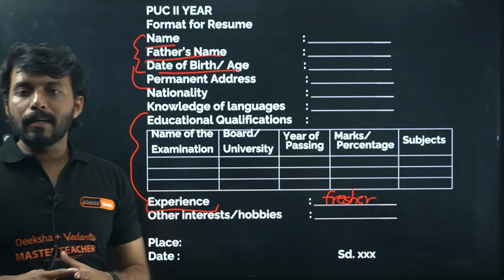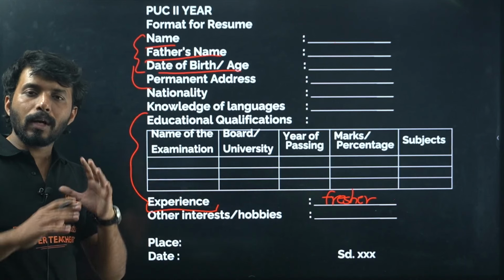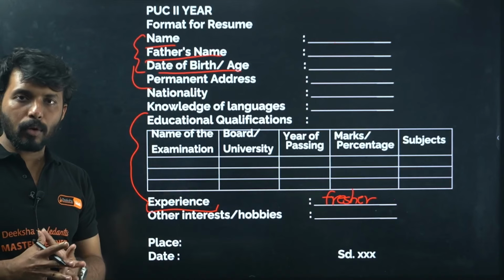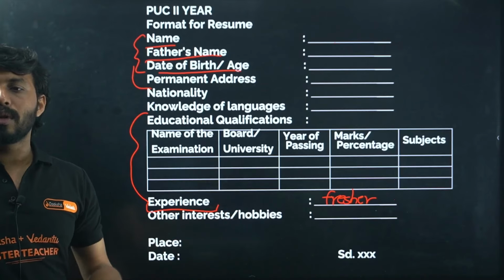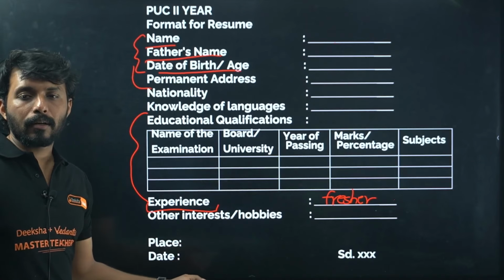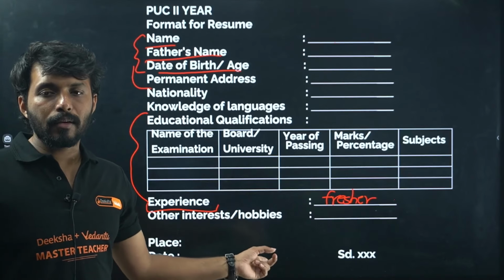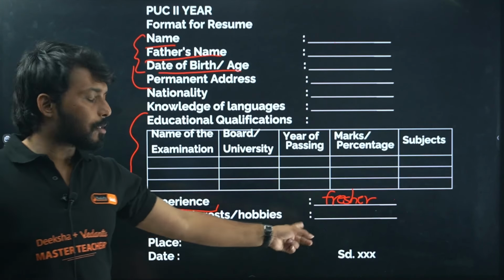Experience. Okay, write the experience accordingly. And next, these are all optional, but if you can include the whole thing, it will be all the more better. Okay, other interests, hobbies. Like what you're good at or what you do in your free time. And last but not the least, place and date. Place, that is from where you're writing, and the date when you're writing this, and then your signature towards the right.